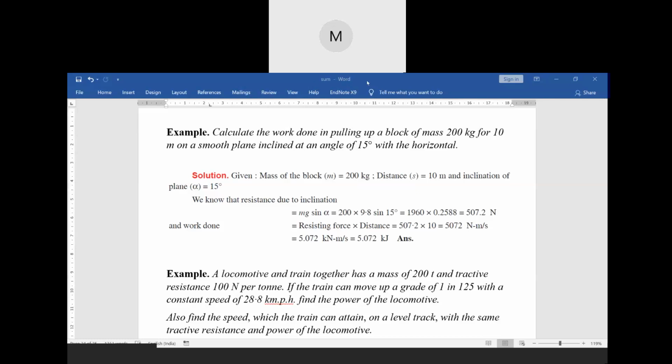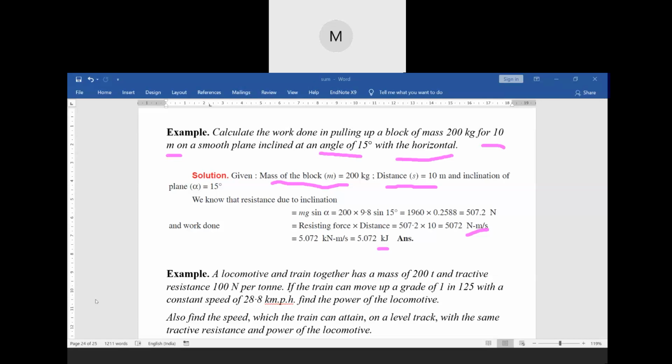Okay, fine. So now, if you pay attention here, what will you be able to find out from this? You will be able to find out the work done. Now work done, like I just said, the 5072 newton meter, this means 5072 joule. But you can write this as 5.072 kilojoule.